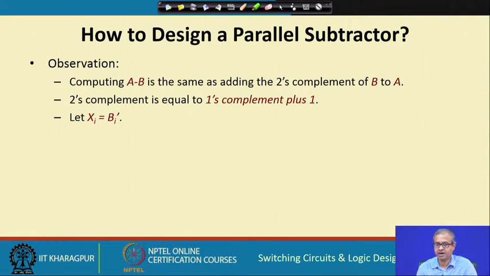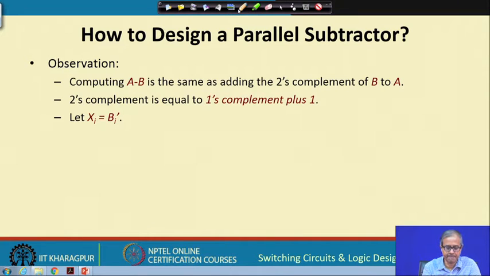Now, let us see how we can design a subtractor. Now that you know how we can design a ripple carry adder, for parallel subtraction we rely on our old number theoretic knowledge, the number system we talked about. We talked about the 2's complement number system. We said when you subtract two numbers, you take the 2's complement of the second number and add, that is as good as subtracting.